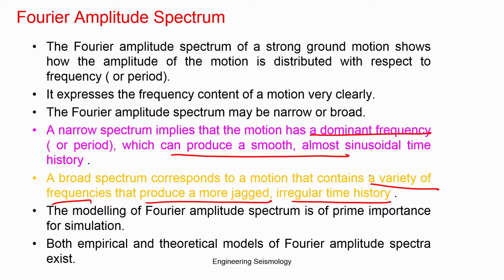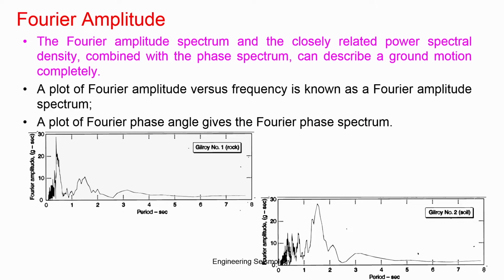Okay. So, the modeling of Fourier amplitude spectrum is of prime importance for the simulation of ground motion data. Both empirical and theoretical models of Fourier amplitude spectrums exist. Okay. That can be used for the modeling of your simulations of the ground motion. So, this is the typical Fourier amplitude spectrum.